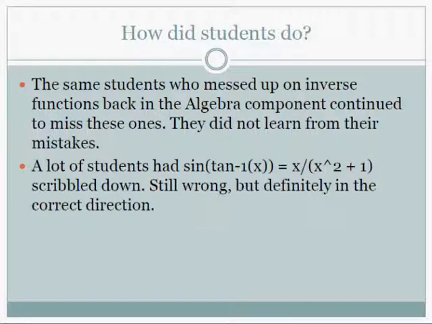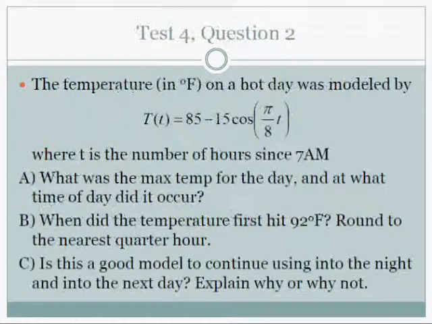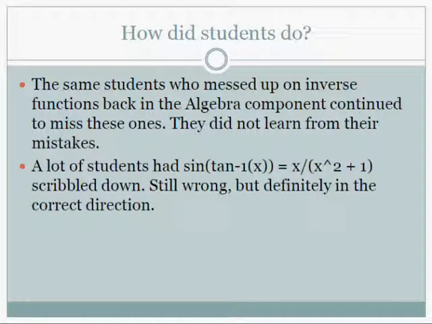Going on to the second question. Here we go. So our second question, again, we had our temperature model for a hot day. We had 85 minus 15 cosine of pi over 12 t. We had 3 questions. What was the max temp and when did it occur? When did it hit 92 degrees for the first time? And is this a good model to continue using? So I broke this up into 3 parts as well.